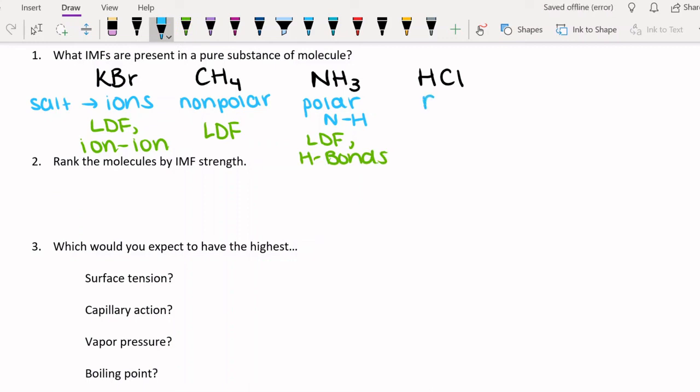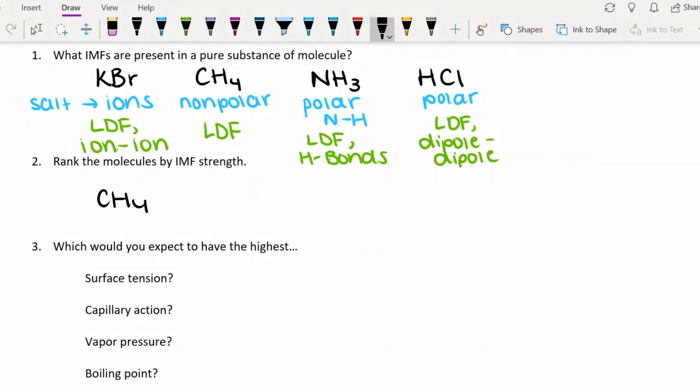Last but not least, hydrogen chloride. It's polar, but it can't form hydrogen bonds like ammonia. Hydrogen chloride has London dispersion force and dipole-dipole interactions. Next, we need to rank the molecules by the strength of their intermolecular forces. To do this, we're going to have to think back to our list of the types of intermolecular forces ranked by strength. Methane would have the weakest IMFs, then hydrogen chloride, then ammonia, and potassium bromide would have the strongest IMFs.